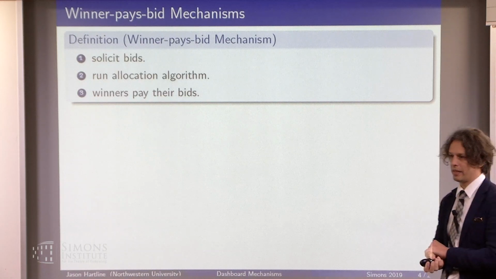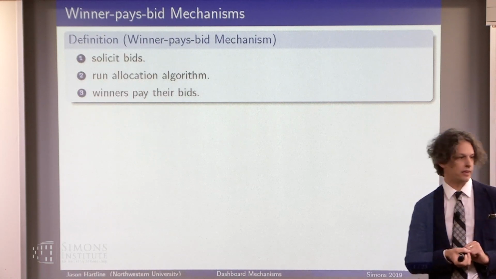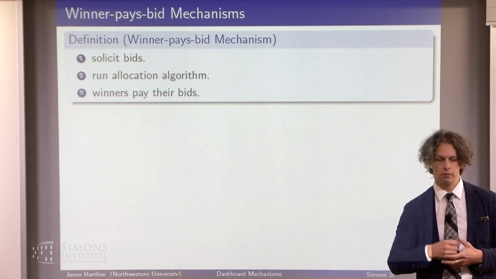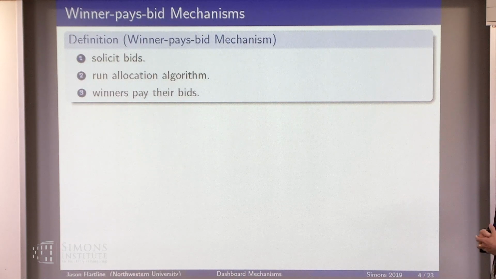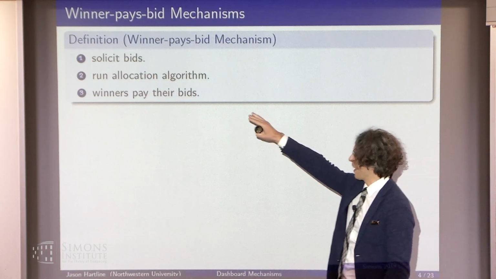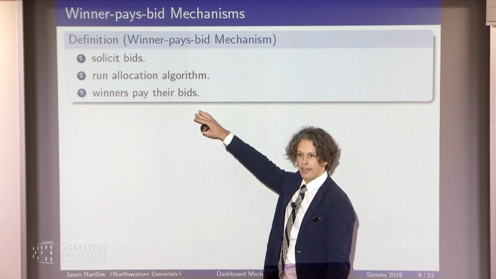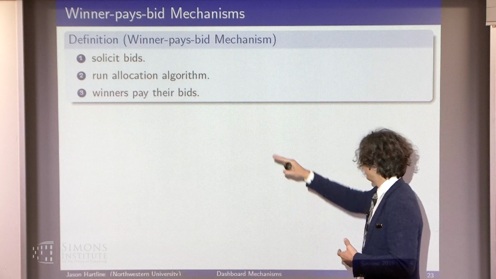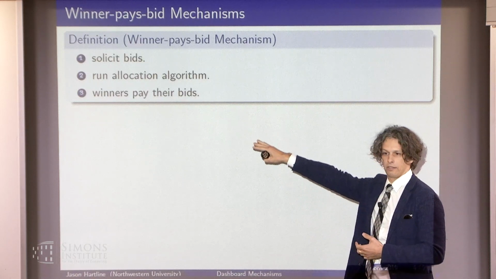Cool, so here is an example of what I'm going to be thinking about. Winner pays bid format mechanisms. These generalize the first price auction that Shengmu was talking about yesterday. The basic idea is we're going to ask for bids. We're going to take the bids and map those to who wins. And then at the end of the day, the winners are going to pay their bids.